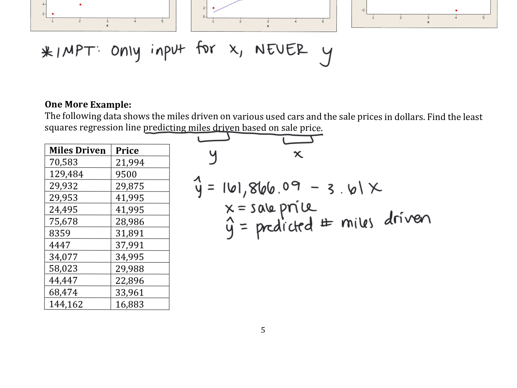What did you get? What did you get for B? For A, I got 39563.2. What did you get for your slope? Slope is -3.6. Okay, that's what I got also. For B, I got -3.6.